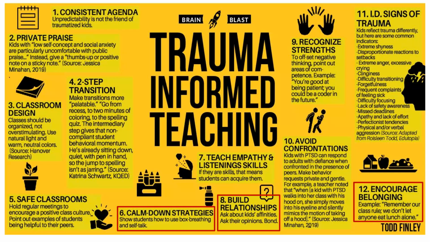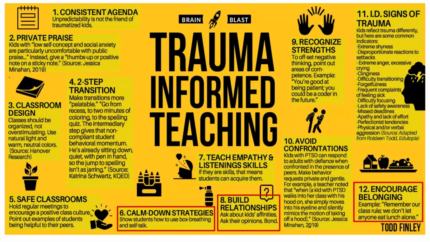The intermediate step gives non compliant scholars some behavioral momentum. It allows them to reset their mind and their bodies to be prepared to go into that next academic task. For example, he's already sitting down quiet with pen in hand, so we can go right into our next activity. Number five, safe classroom. So hold regular meetings to encourage positive classroom culture.